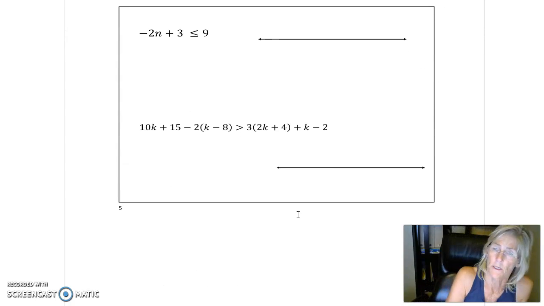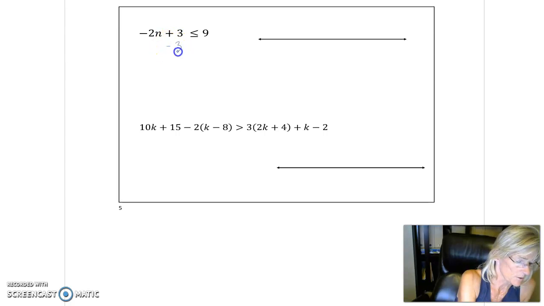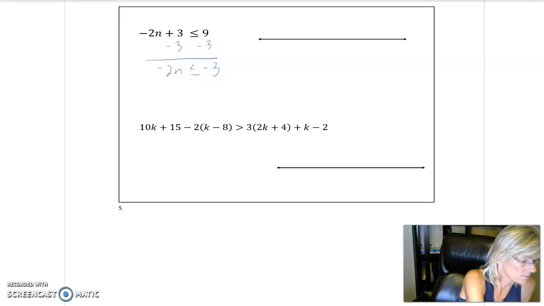Okay, we're going to solve this like an equation. Remember, we undo addition and subtraction first. So I'm left with -2n is less than or equal to -3. Nope, it's not 3. It is 6. So that will be negative, I'm subtracting 3, so it's just going to be 6.